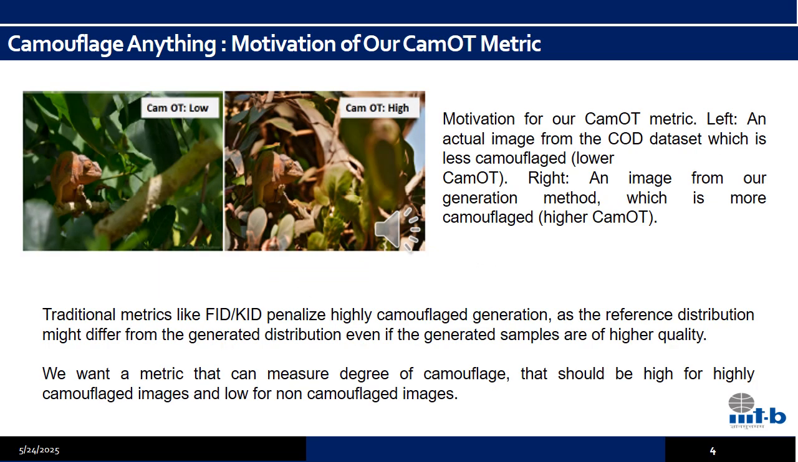This slide is about the motivation of the CAMOTI metric. Traditional metrics like FID and KID penalize highly camouflaged generation, as the reference distribution might differ from the generated distribution, even if the generated samples are of high quality. We want a metric that can measure the degree of camouflage. Hence we propose our CAMOTI metric, which should be high for highly camouflaged images and low for non-camouflaged images.